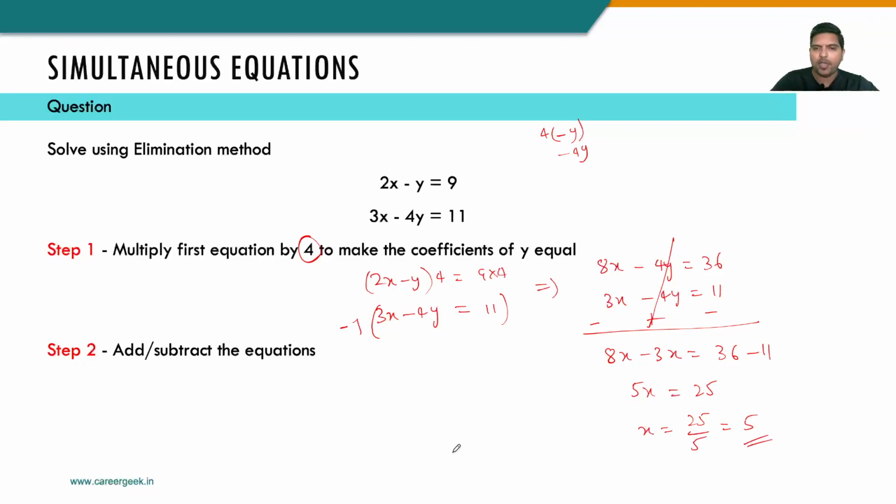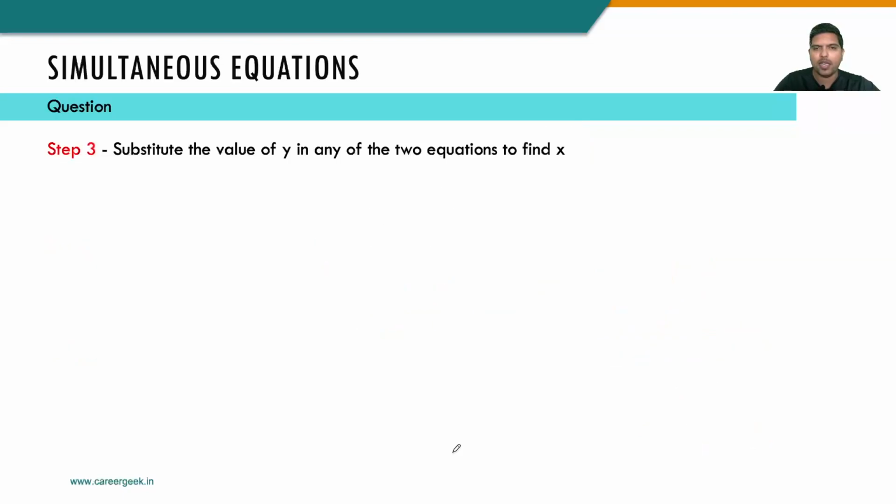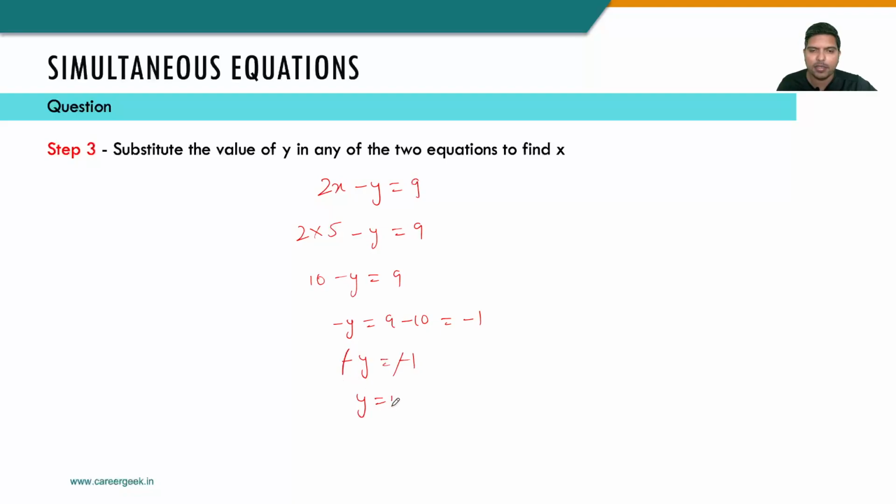Once you got the value of x, step 3 is to substitute in any of the equations. 2x minus y is equal to 9. So the x we got is 5. So 10 minus y is 9. Bring 10 to the other side, becomes 9 minus 10, which is negative 1. Negative y is negative 1. You divide by negatives, or you can directly cancel this. You get y as 1.